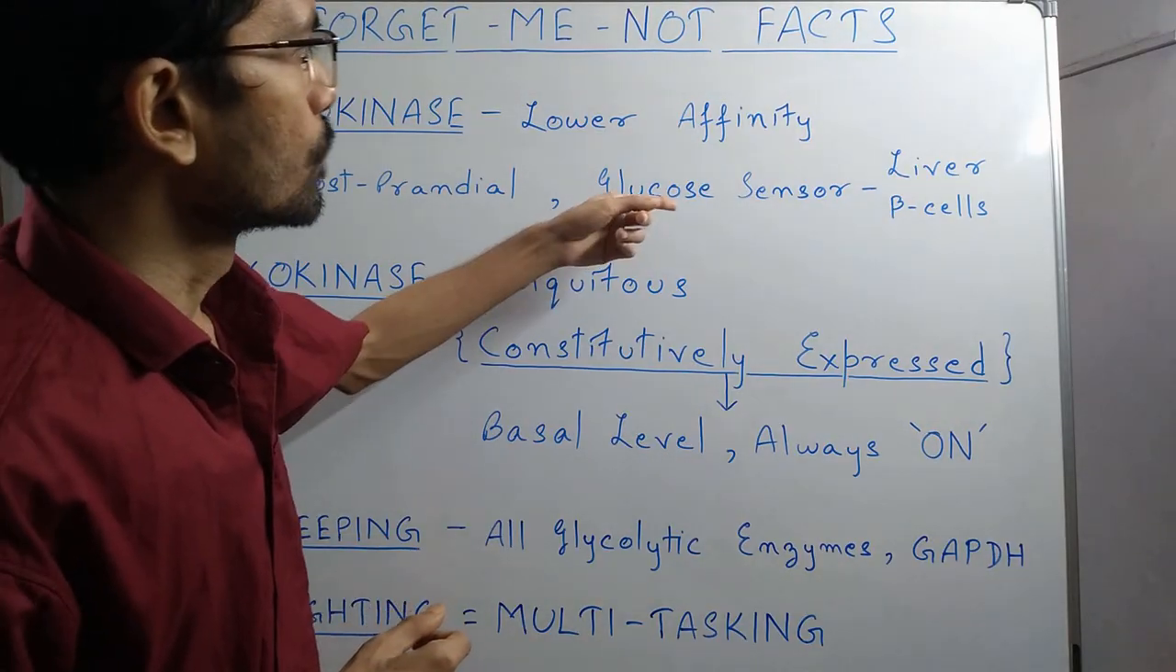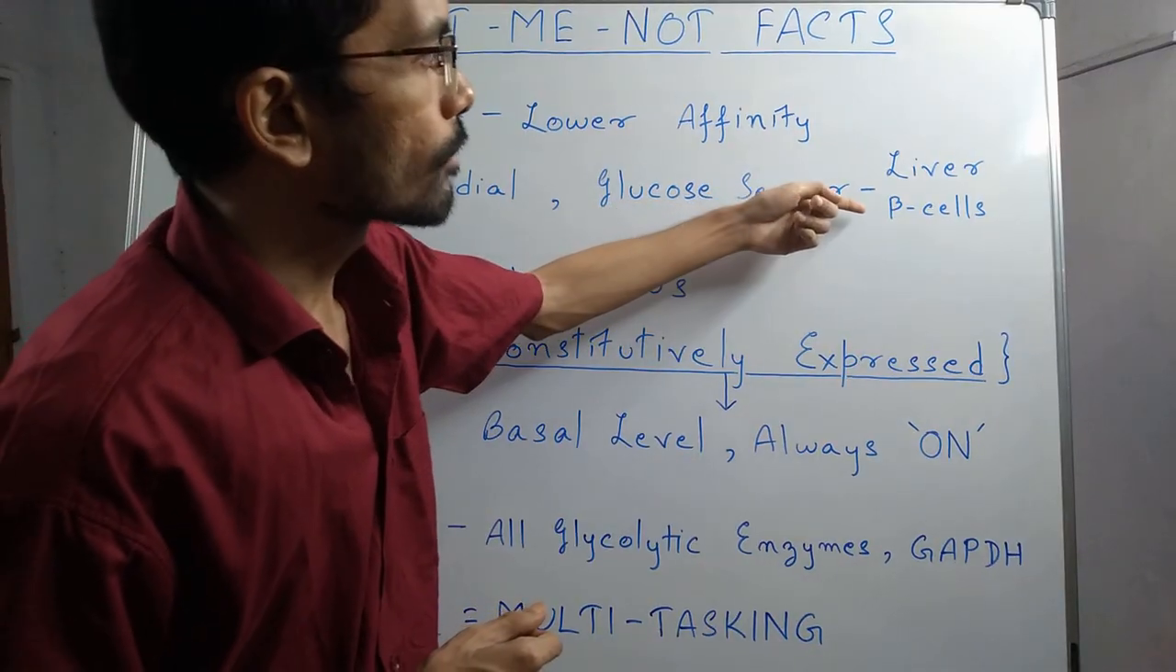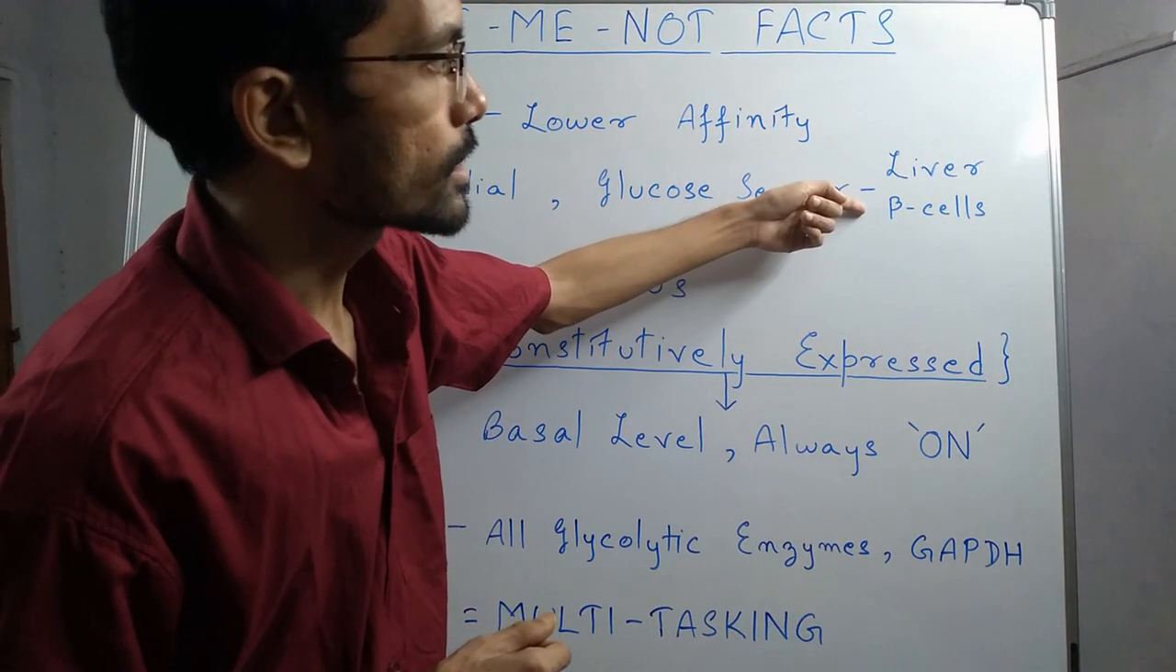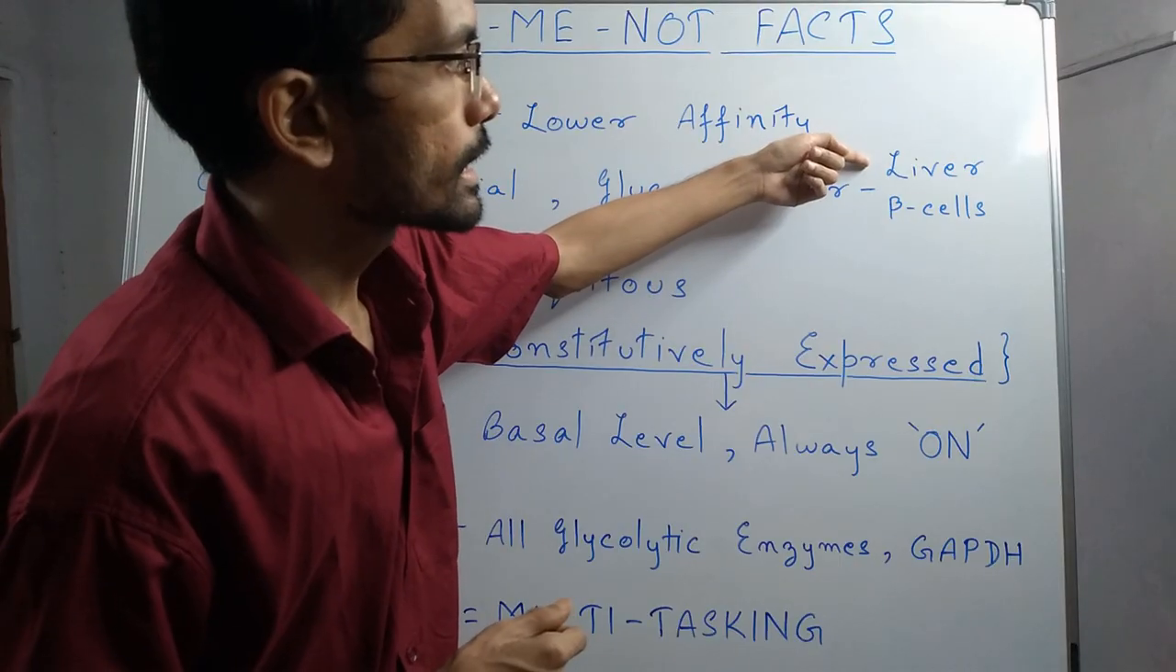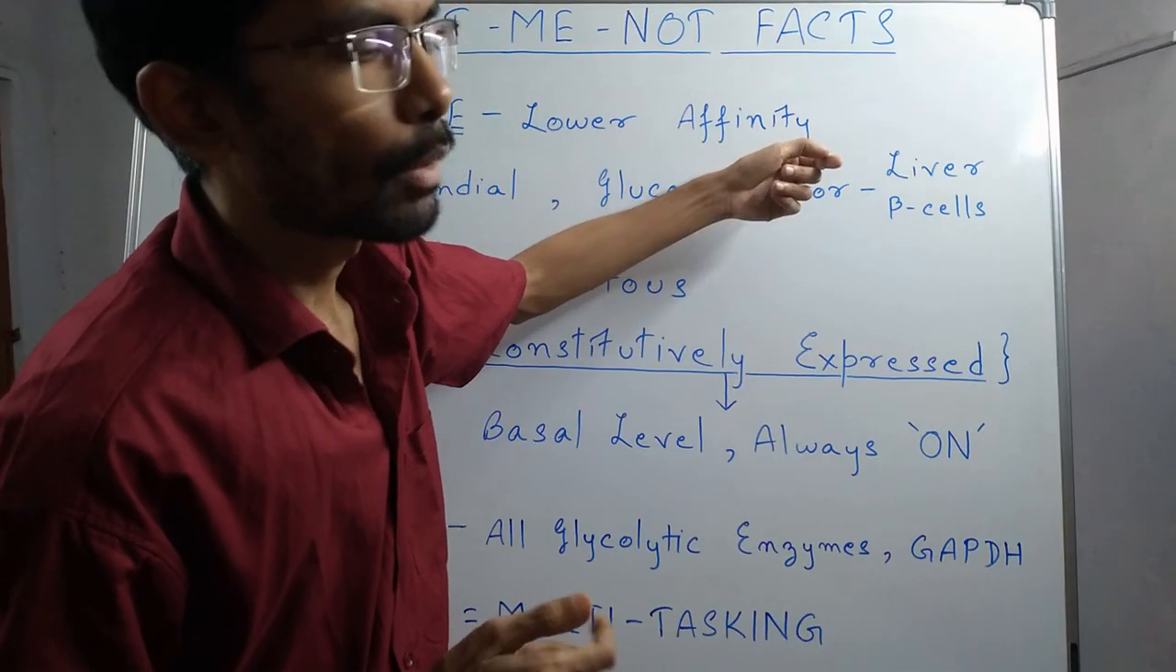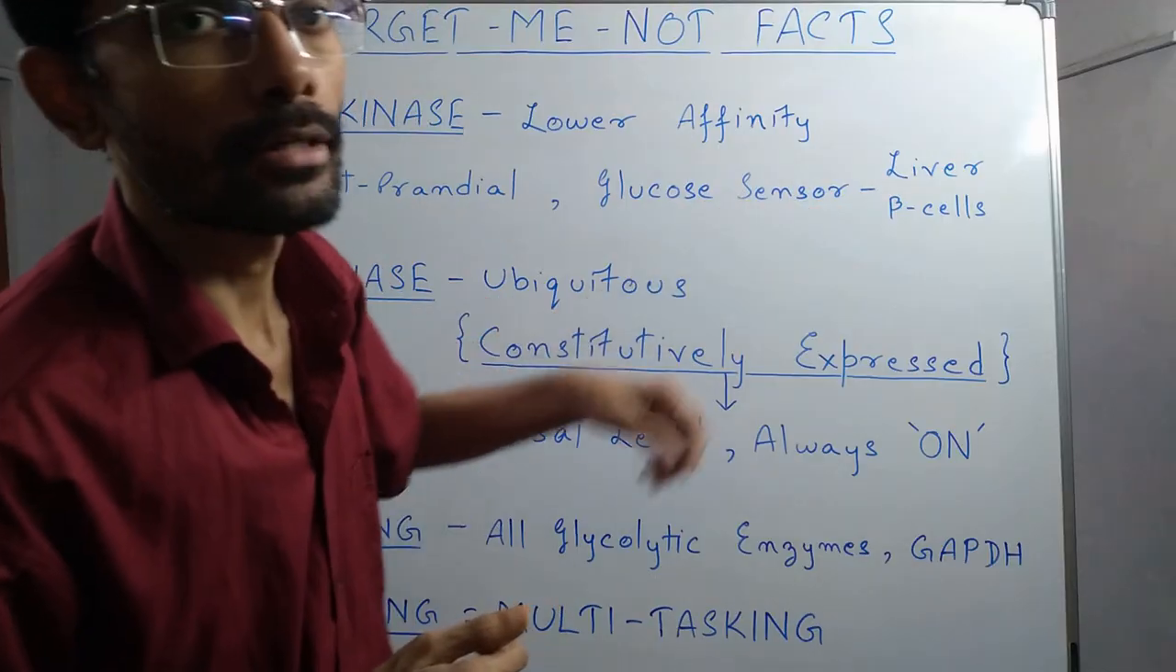It also acts as a glucose sensor, triggering the release of insulin from the beta cells of the pancreas and promoting glycogenesis in the liver. That's why it's primarily found in the liver and the pancreas.